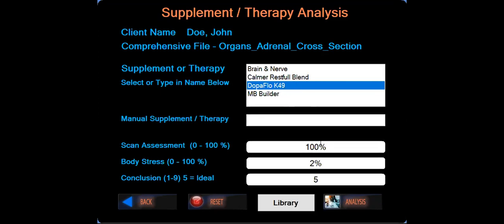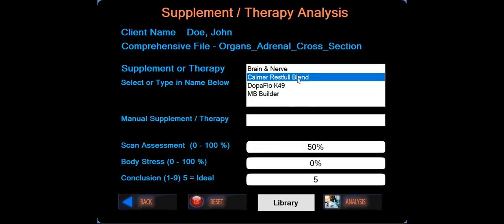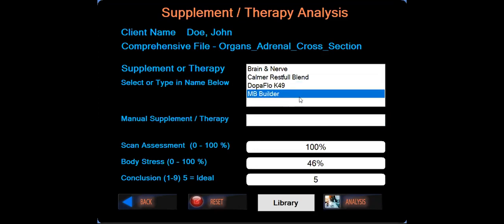And again, look at the score, 102. The calmer restful blend, 50 and a 0. So very low side effect here. MB Builder, a little bit more side effect. It's a 54% net difference. But MB Builder, mind and body builder.